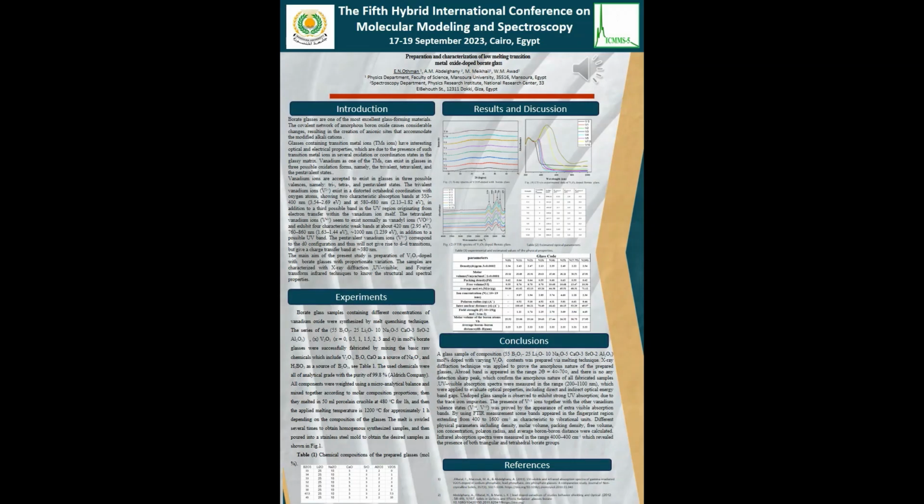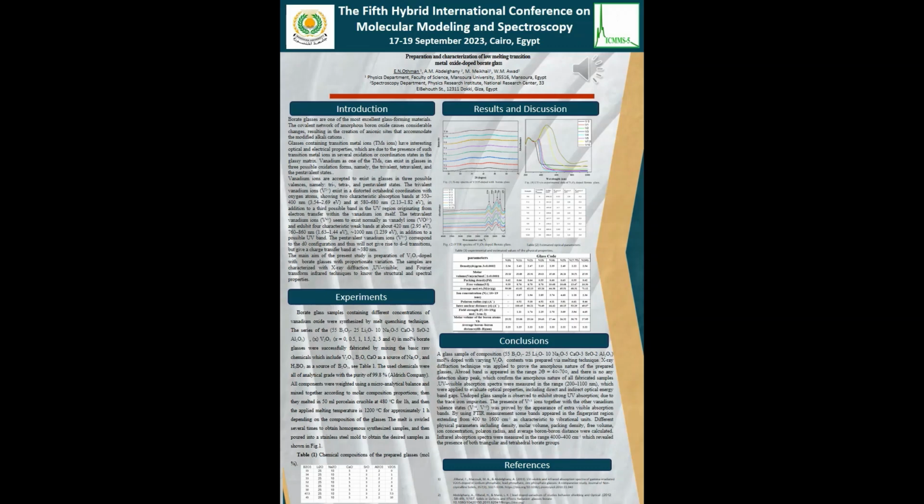Preparation and characterization of low-melting transition metal oxide doped borate glass, by Iman Othman. Borate glasses are one of the most excellent glass-forming materials. The covalent network of amorphous boron oxide causes considerable changes, resulting in the creation of anionic sites that accommodate the modified alkali cations.